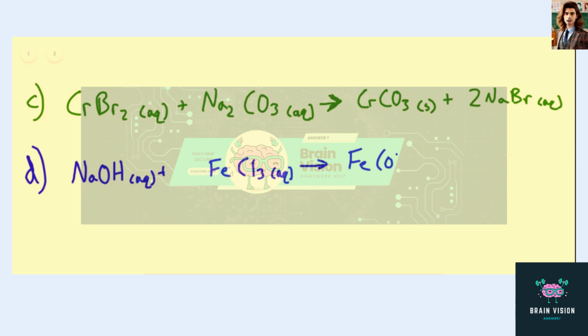So we have Fe(OH)3 solid as a product, and then sodium chloride will be our other product, which we know is aqueous. Now we can balance our reaction. We need 3 chlorines here to match the 3 chlorines from the iron chloride. And then we'll need 3 sodiums to match the sodium and the hydroxide from the product side.